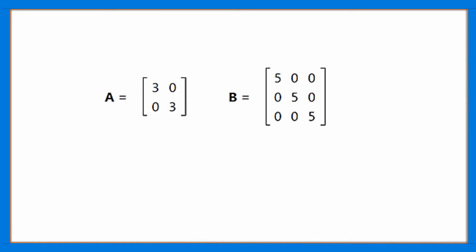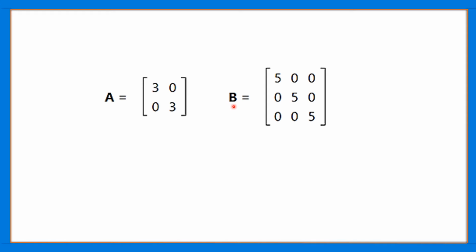Okay, let us have some examples. Let us take a matrix A equal to 3, 0, 0, 3. The diagonal elements are 3 and 3, and the rest of the elements are 0. So, all the diagonal elements of the matrix A are the same and therefore it is a scalar matrix. And k is 3 for the matrix A.